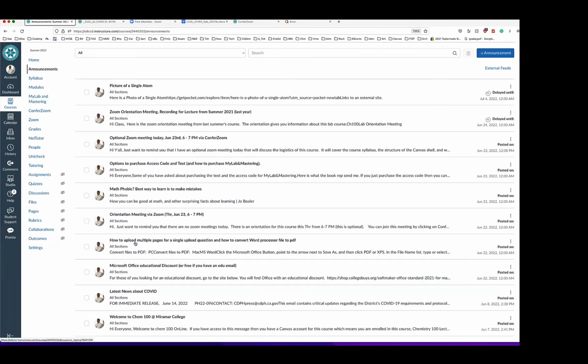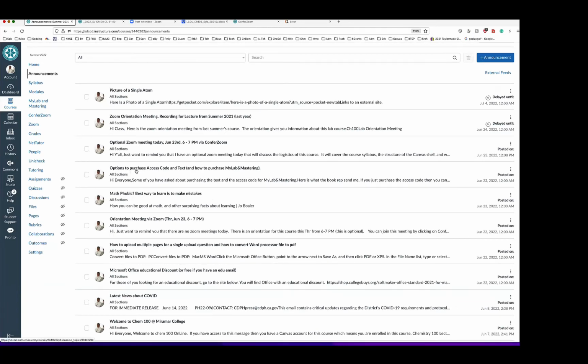Uploading multiple pages, like sometimes you have more than one page of scratch paper. It needs to be one PDF file to upload it, because Canvas, at least in certain modes, only allows you to upload one file. So if that one file has multiple pages, that's the best way to do it. Okay, math phobia is here. I think there's also, it might be an optional access code.